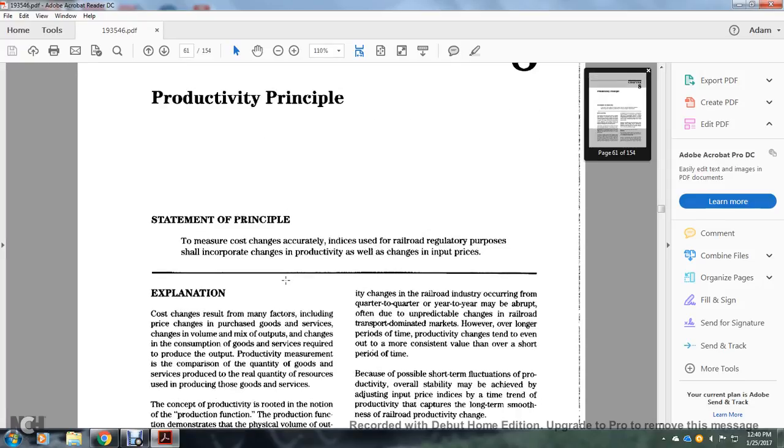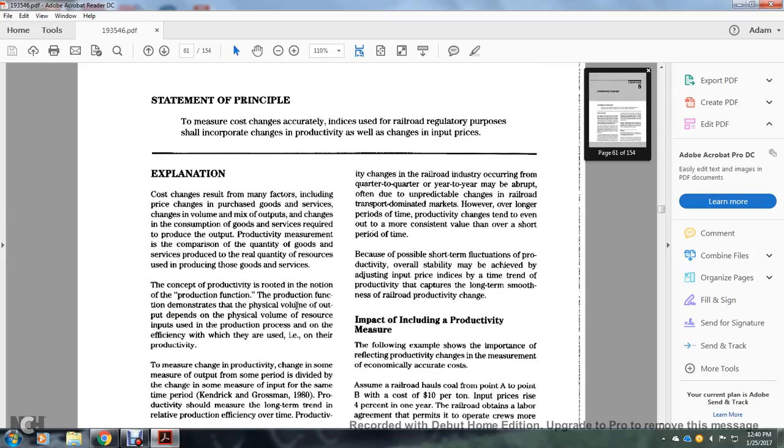Explanation of the cost change results for the manufacturers, including price change, purchase of goods and services, and change in the volume of the output. Change within consumption of goods and services is required with the reduced output of the productive measurement, the comparison of the quantity of the goods or service produced relative to the quantity of resources used in producing them.